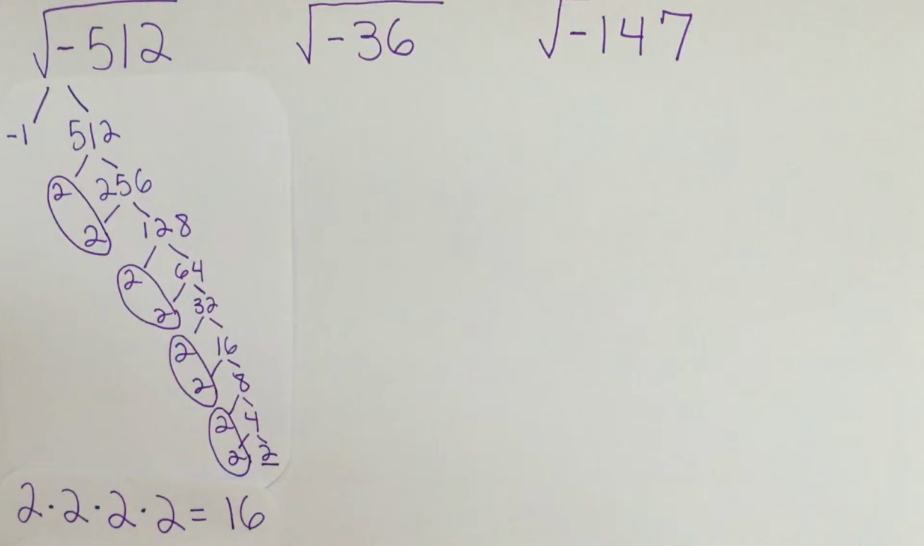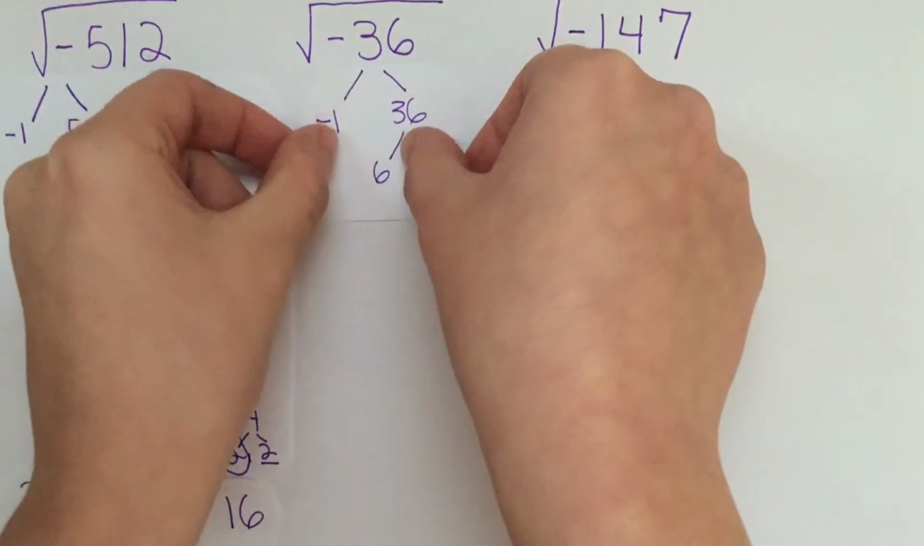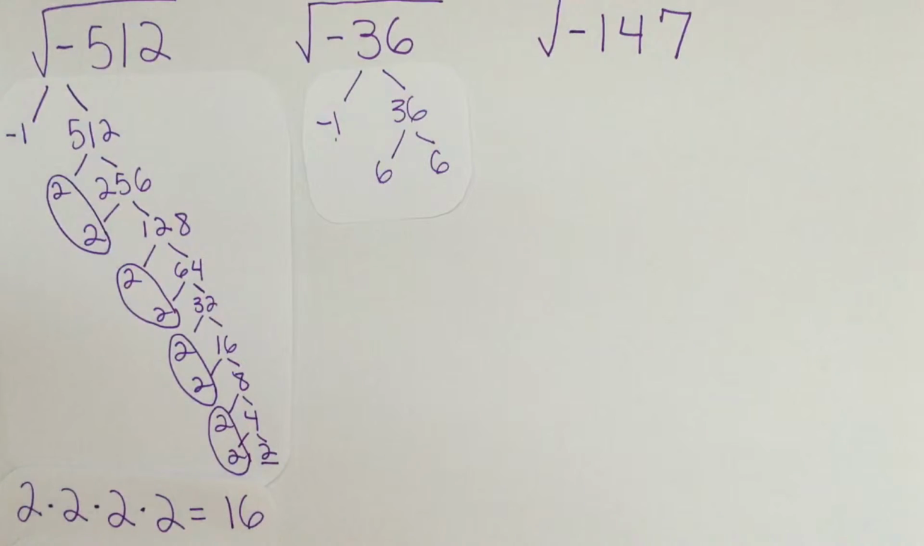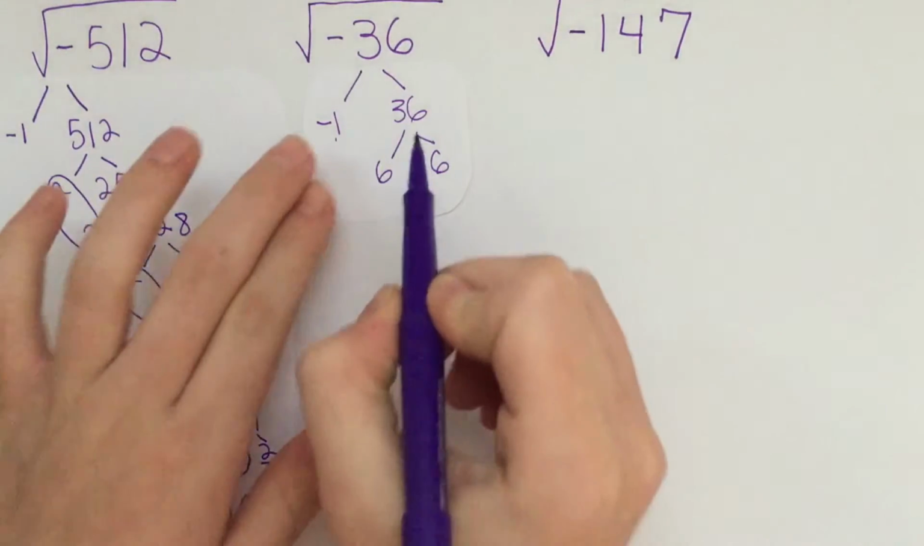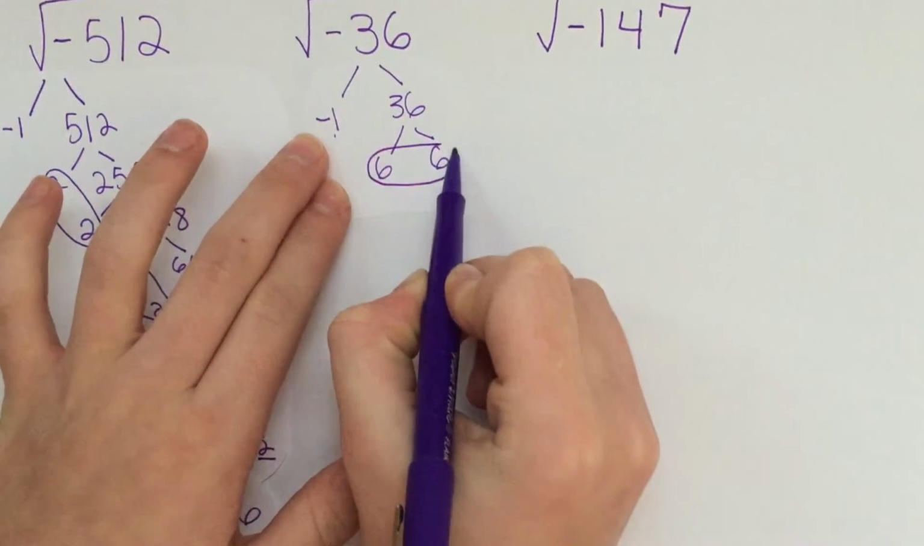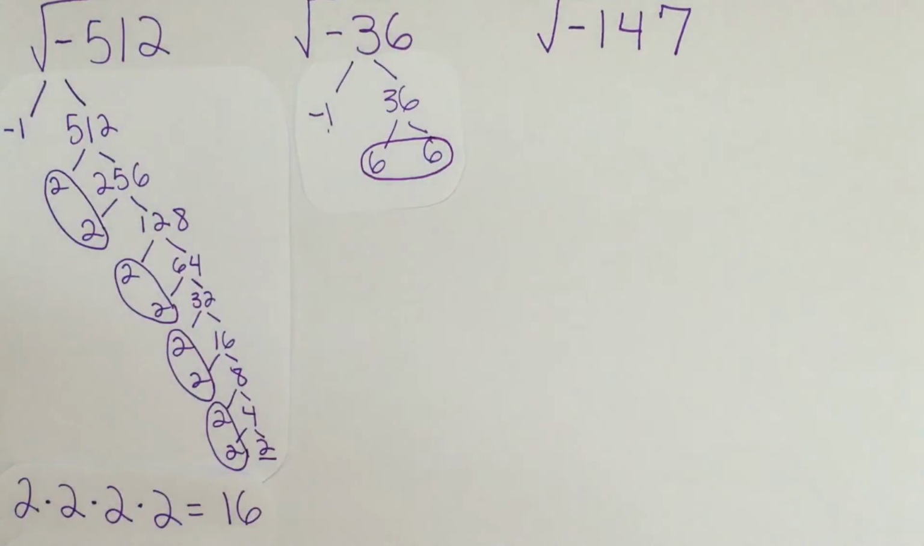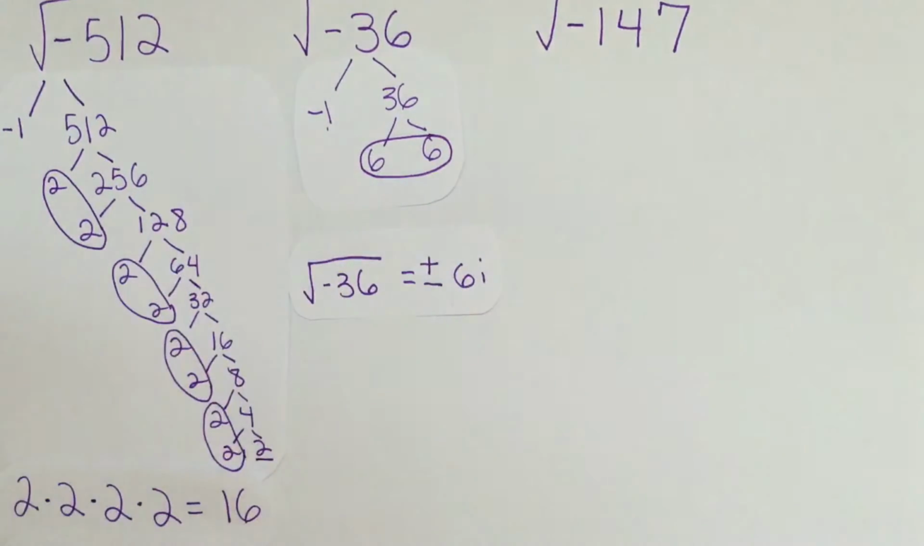For the square root of negative 36, you will first pull out a negative 1 and 36. 36 is a perfect square, so you can pull out two 6's that form a pair. So your answer is just going to be plus or minus 6i.